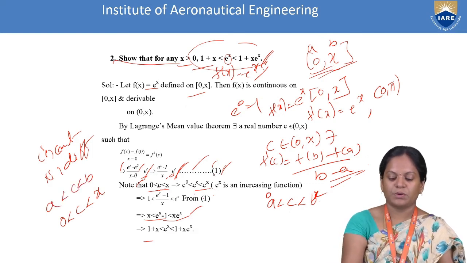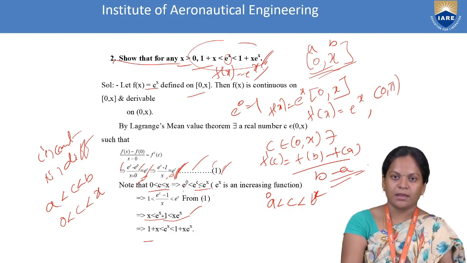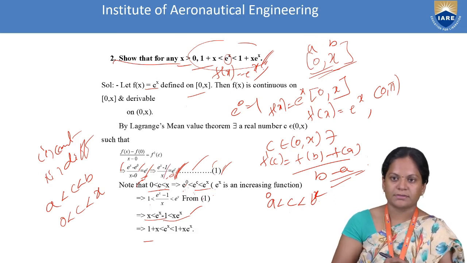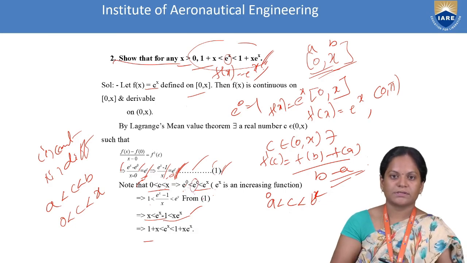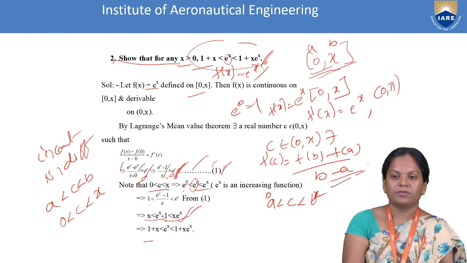So from the first equation, I'm taking exponentials on both sides: e power 0 less than e power c less than e power x. So e power 0 is 1, e power c is e power x minus 1 by x, and that is less than e power x. So e power c, substituting using equation 1, I'm taking e power x minus 1 by x less than e power x here. Multiply x on both sides, then x cancels here and we get x less than e power x minus 1 less than x into e power x. So in between we have minus 1 also.